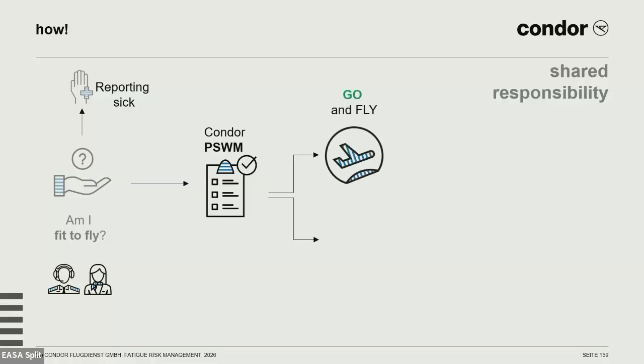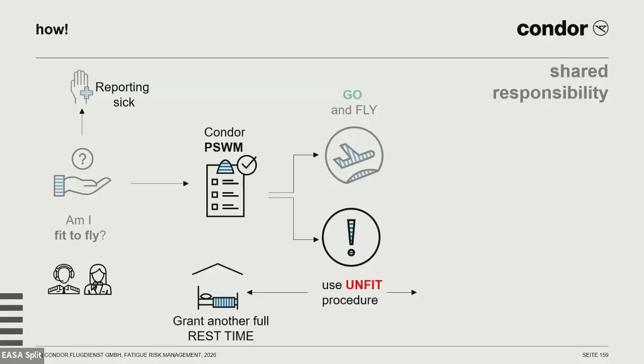If they say everything is fine, okay, let's go fly. If they come out and it turns out, no, I should use the unfit process, then they call in unfit, and they will be granted another full rest period. After that full rest period, they will write a fatigue report, because we want to inform our system again about the facts that our crews are reporting unfit, so that we can ask ourselves why, where, when. And after this rest period, they can decide again, am I fit to fly or not?